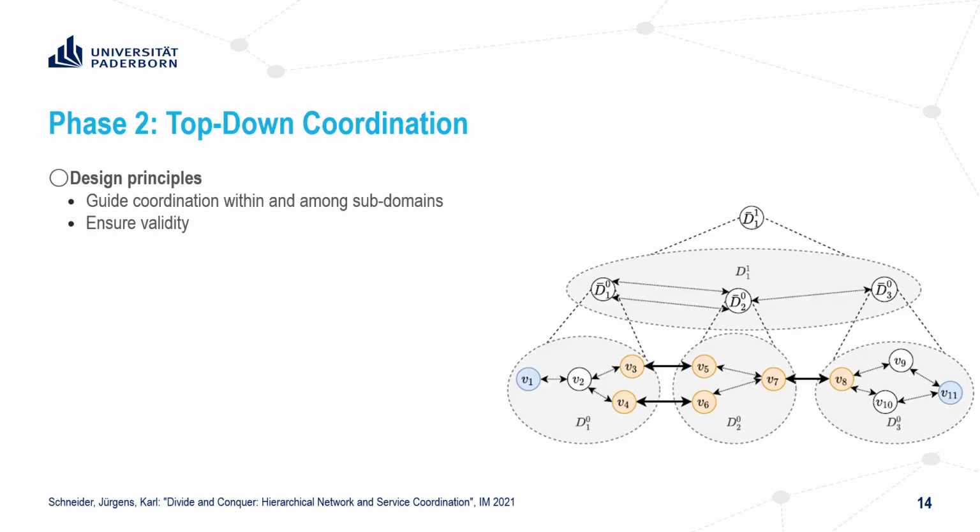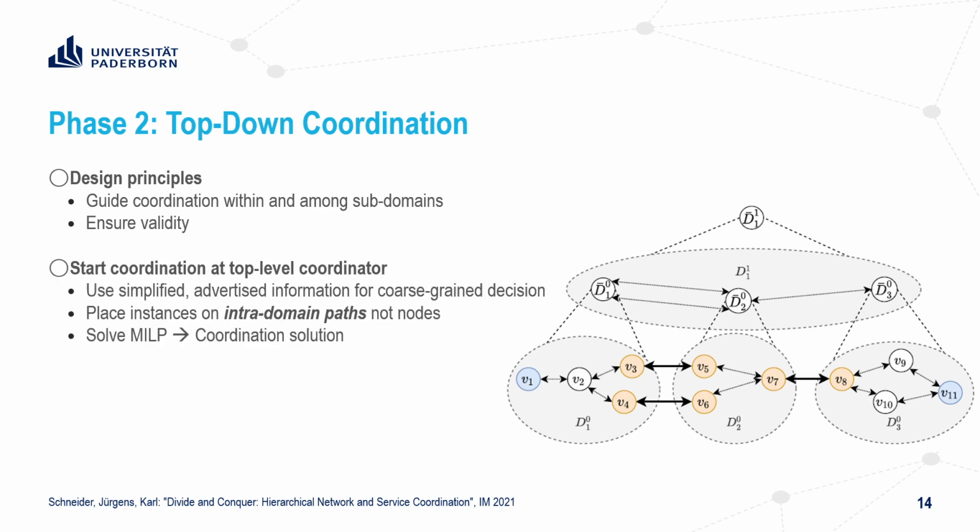So the next question is, how can we use this reduced or simplified information for the next phase of coordination? So in this phase 2, we look at top-down coordination, and here again we have some design principles. As I mentioned earlier, we want to make sure that this top-down coordination uses this hierarchical view to guide coordination within, but also among and across different subdomains to really find better solutions here. And as we guide coordination, we make some coarse-grained decisions, and we help our lower-level coordinators to push them into the right direction, but at the same time, we cannot reduce the decision space too much to ensure that we can still find valid solutions.